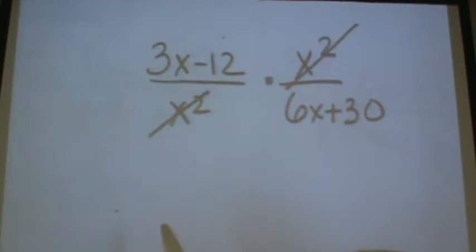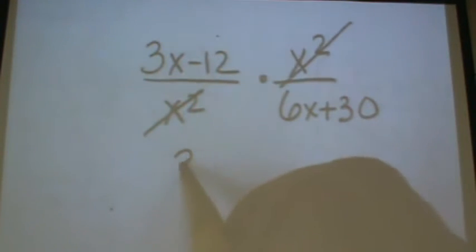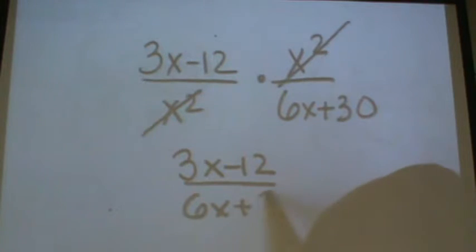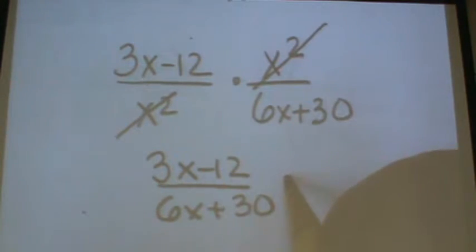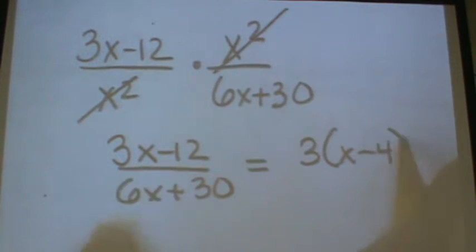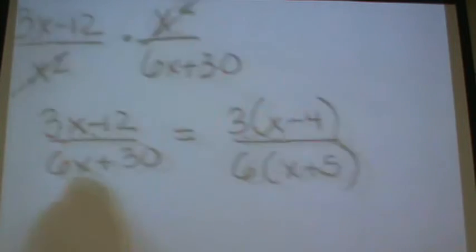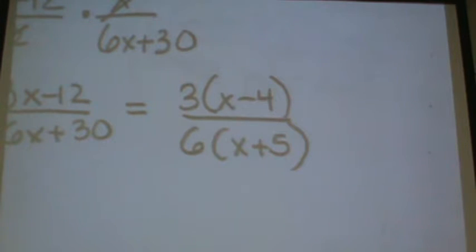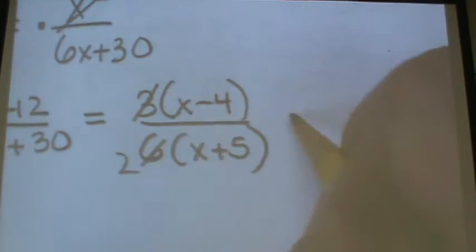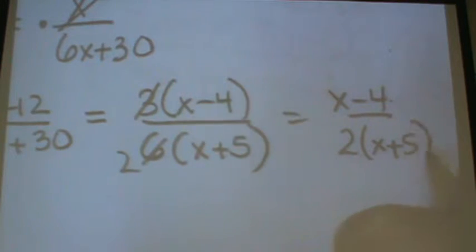Can I do anything else? Yeah. What? How do you simplify them? You first have to factor a 3 out of here. You have to factor a 6 out of here. And now what cancels? You get 3 over 6. Yep, and what do you get? X minus 4 over 2 times x plus 5. Yep, and leave it just like that.